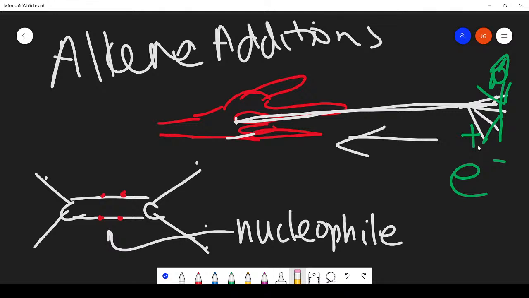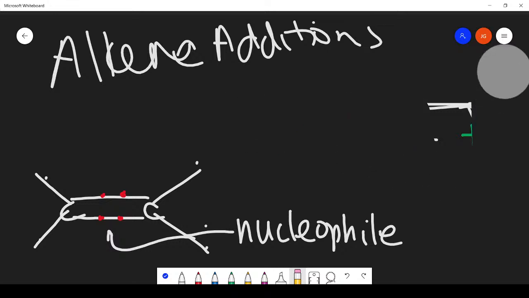what do you want to call it? Do I want to call it a molecule? It can be a molecule, or it can be an atom. It can be anything. It's an electrophile.